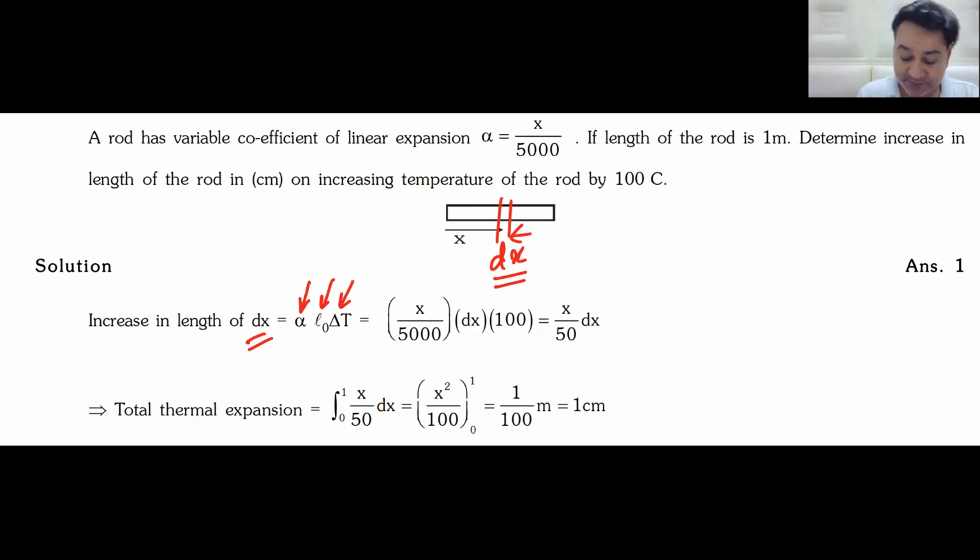Delta theta, which is the same. The value of alpha is x upon 5000. The length of this segment is dx, and the change in temperature is this. So the change in length will be this much. You just integrate it from 0 to L, and you get your answer. Do you understand this? Yes, sir.